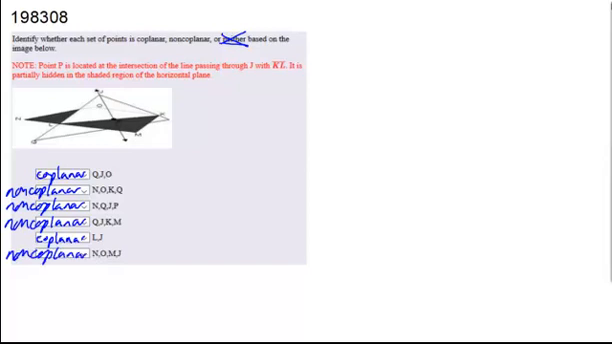Okay, so the easiest way to test these is just to find 3 points that determine a plane, and then test the last point. Is it on the same plane or not? And that will give you the solution that you're looking for.